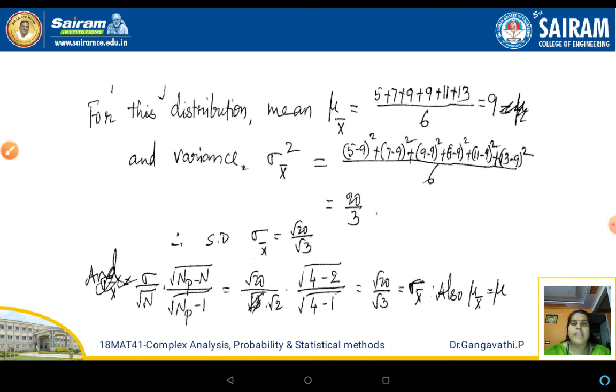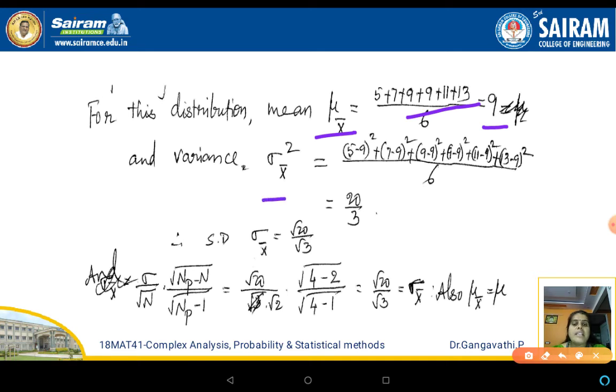Now we have to calculate the distributions. The sampling distribution mean is mu x bar. To calculate it, we add all the means that we have gotten and divide by the total number of means. The means we got were 5, 7, 9, 9, 11 and 13. There were 6 means, so we sum them all and divide by 6. Therefore mu x bar is equal to 9. That is the distribution mean.